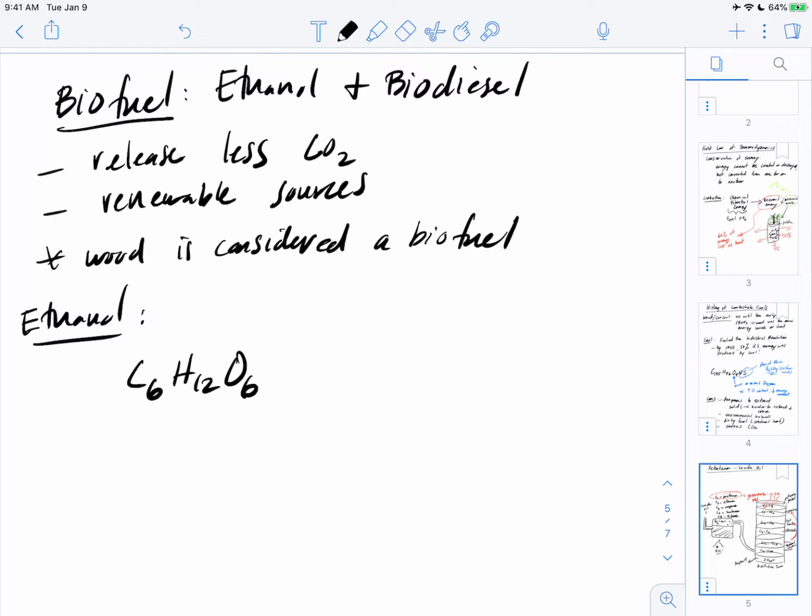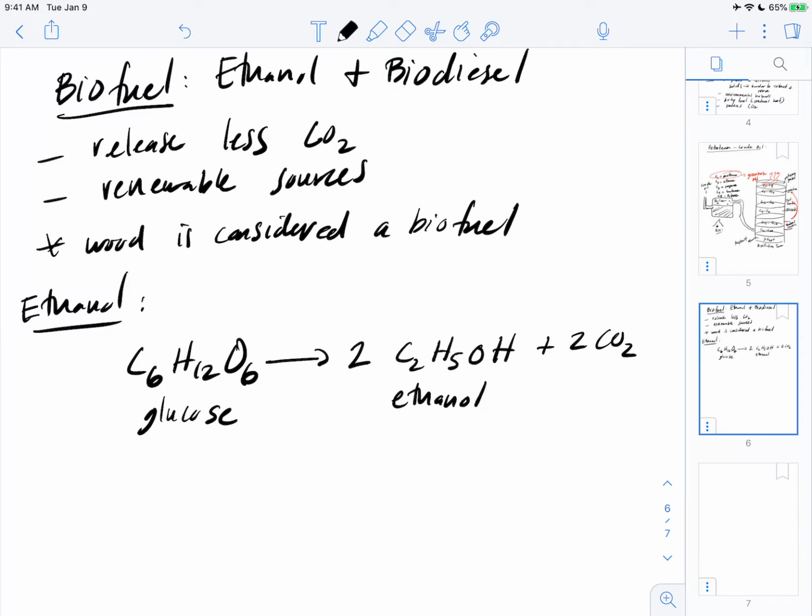And so we can make two ethanols, which is C2H5OH. So we've got 6 hydrogens, 2 carbons, and an oxygen. This is ethanol. And then 2 CO2.